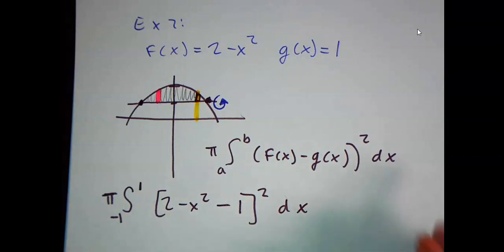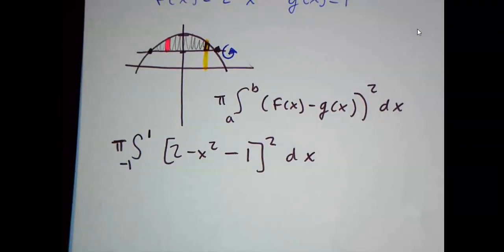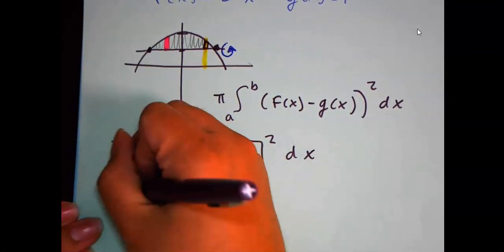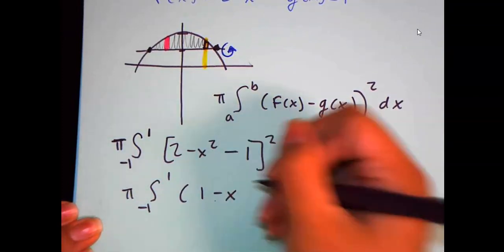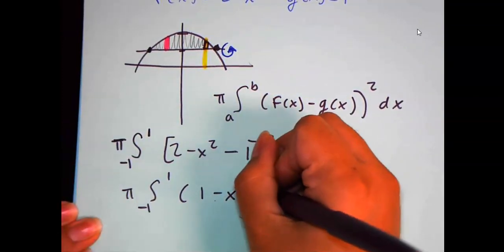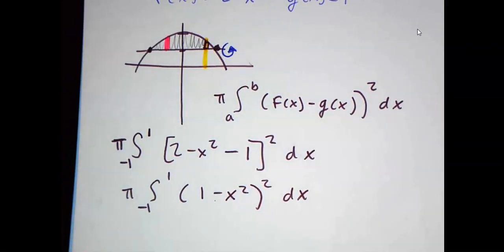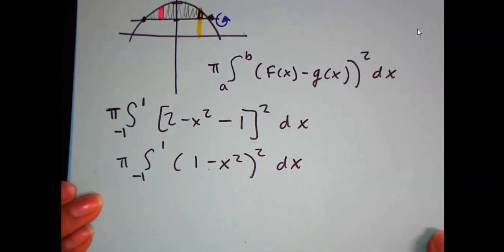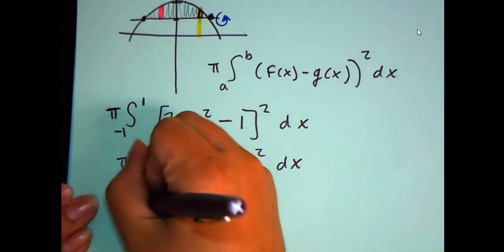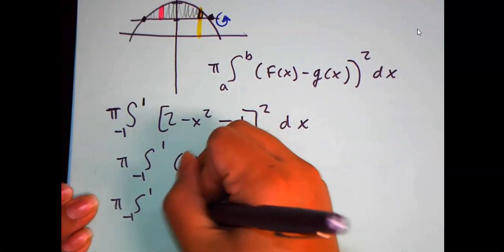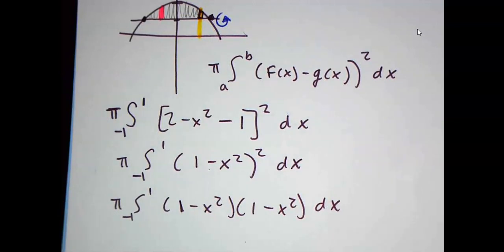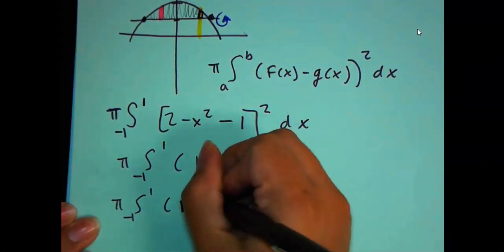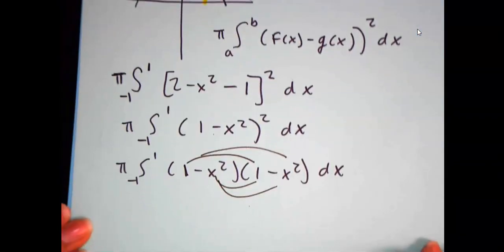So first, we simplify. How do we simplify? Well, 2 minus 1 will give me 1. We have from -1 to 1, and I have (1 minus x) squared. To do this integral, we're going to have to do some algebra first. We're going to have to distribute 1 minus x squared. I'm going to distribute the 1, and then I'm going to distribute the x.